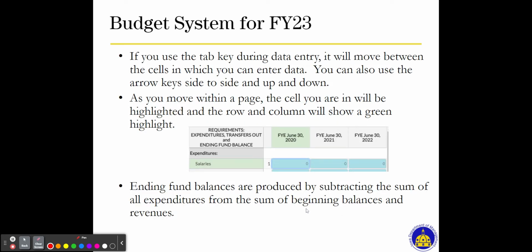If you use the tab during your data entry, it does move between the cells that you can enter data. You can also use arrow keys to navigate side to side and up and down. As you move within a page, the cell that you're on will be highlighted, as you can see here, and the row and the column will be green, just to help you find your place in the form. Ending fund balances are produced by subtracting the sum of all expenditures from the sum of beginning balance plus revenues.